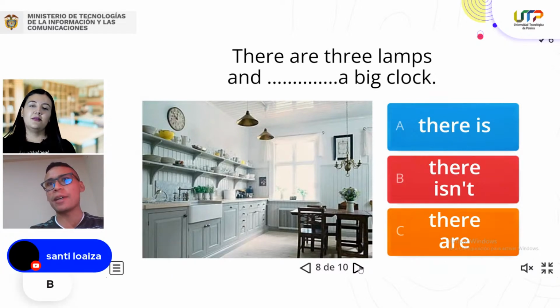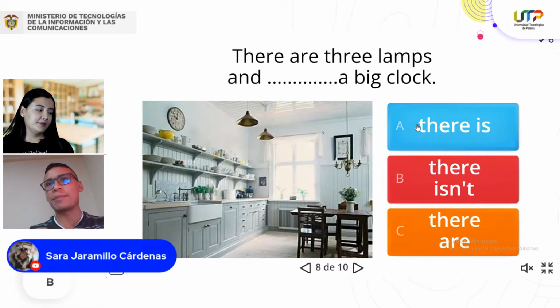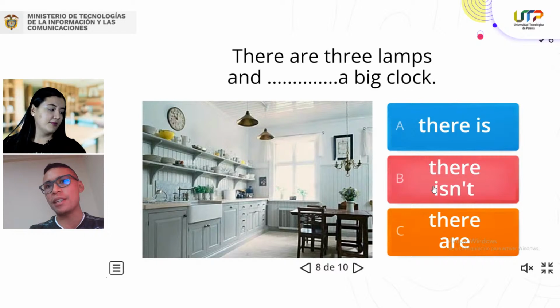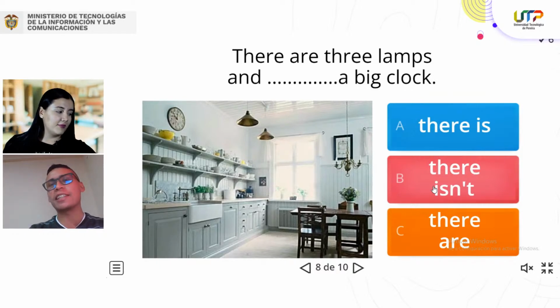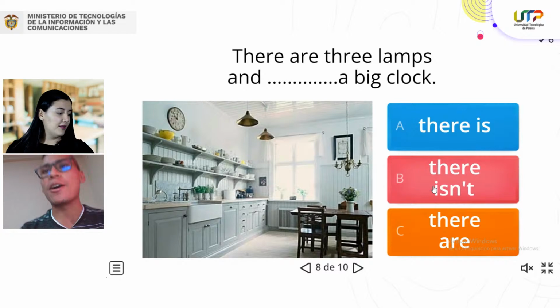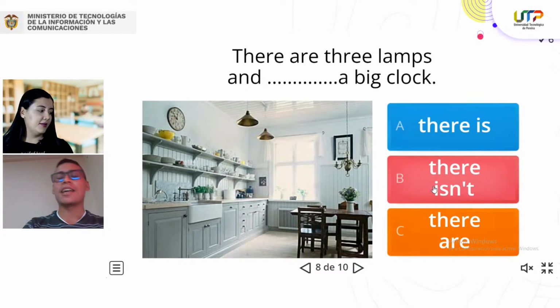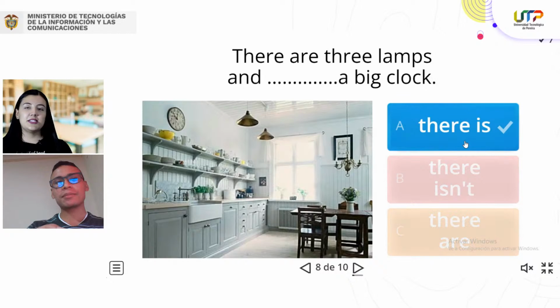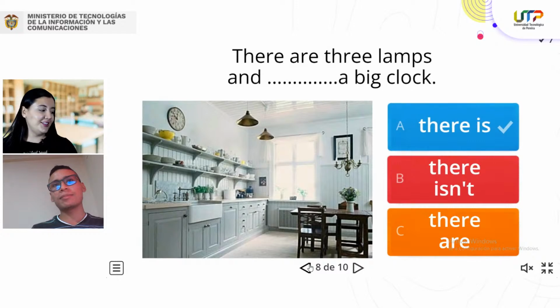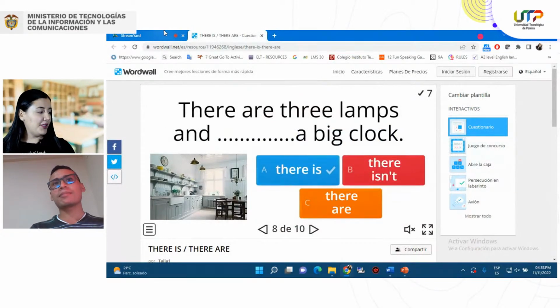We have here Santi Loaiza says the B, Luz Marina says it is the A, Sara Jaramillo the B, Olga Marin says that it is the A, and Luisa Torrealba also agrees with Olga because she says that it is the A. Okay. Actually, yes, there is a big clock on the wall. So perfect. Very good, guys. Excellent participation.